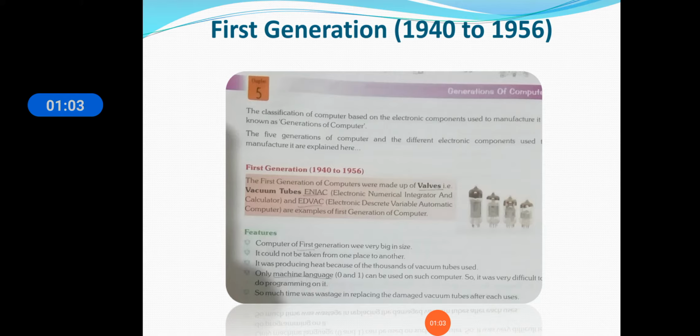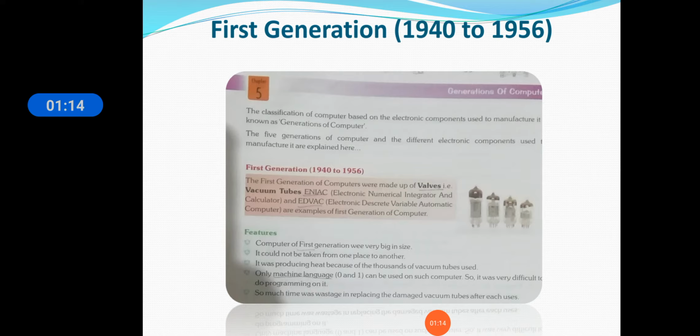Now first generation computer was between 1940 to 1956. The first generation of computers were made of valves, that is vacuum tubes. ENIAC, electronic numerical integrator and calculator, and EDVAC, electronic discrete variable automatic computer, are examples of first generation of computers. These were the first generation of computers available in the market.